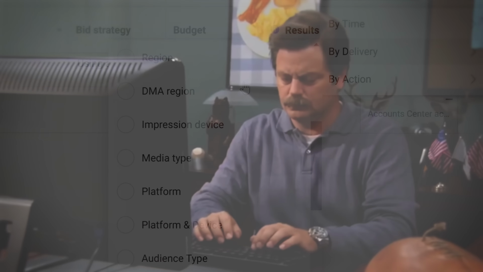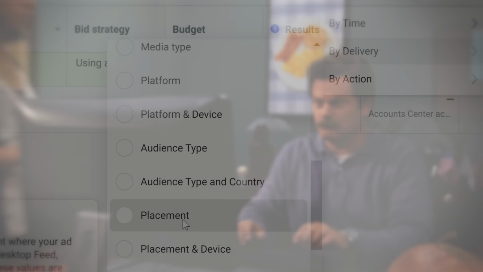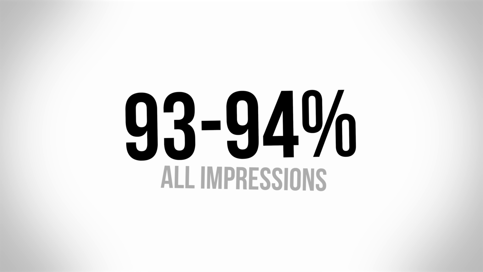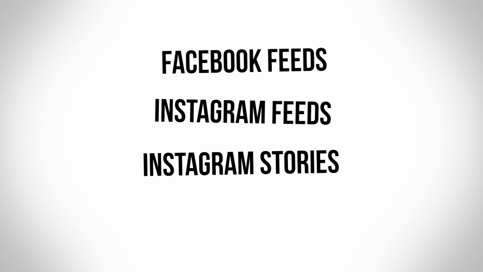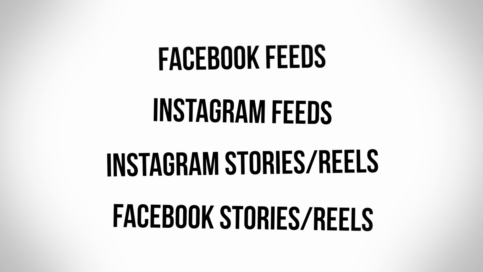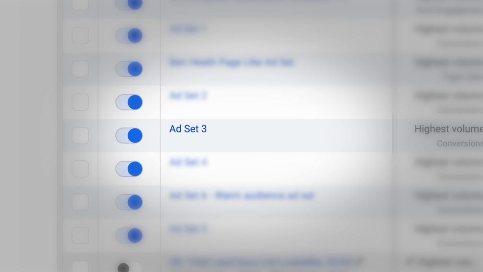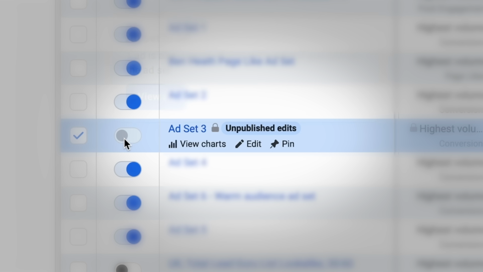Well, anyway, this client had done that and they had seen that 94% of all their impressions were coming from Facebook feeds, Instagram stories, reels, Facebook stories, and reels, basically those four options, okay? So they decided to turn off the other placement options. What's the point? We're getting almost all of our impressions from those locations, nearly all of our conversions.